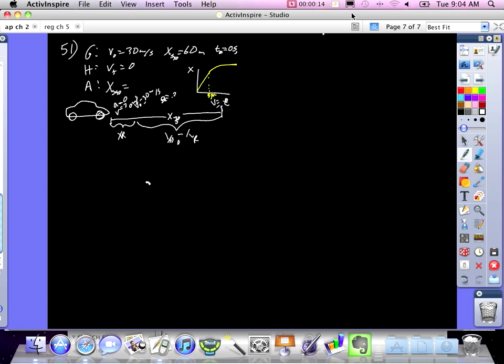All right, let's see. Maybe I'll do part of this in one color, part in another. So what do we know for the first part? We just are looking for the total distance. We know the initial velocity. We're looking for the distance it takes to stop at 40 meters per second. So if you think it's 60.